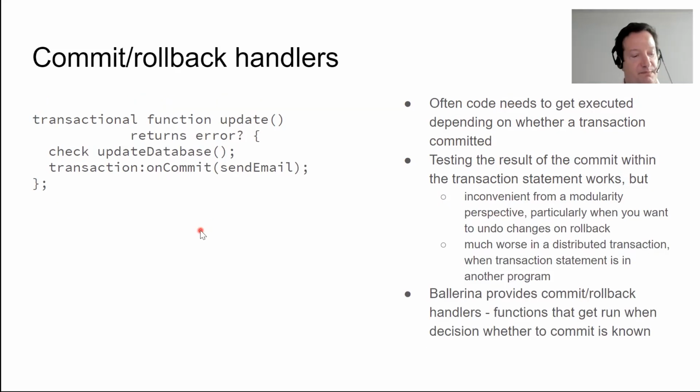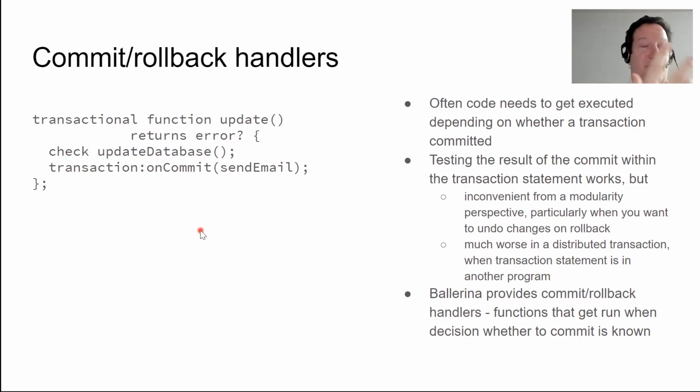So I think this is the final bit of this: what we call commit rollback handlers. Often you have a case where you need to do something different depending on whether the transaction committed or was rolled back. In theory you can handle this because commit returns a value, which is an error or nil. You can see whether it was an error or not, and do something different based on the return value of commit.